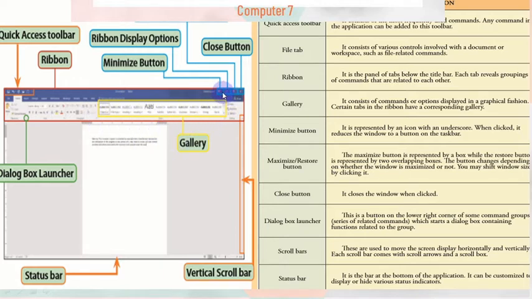How about the minimize button? It is represented by the underscore. When clicked, it reduces the window to a button on the taskbar.